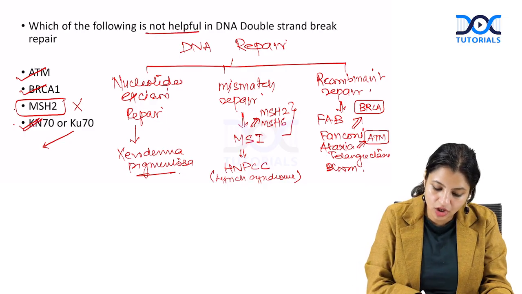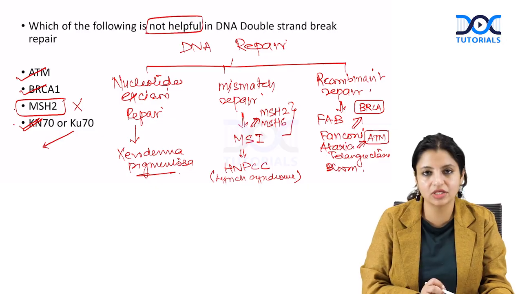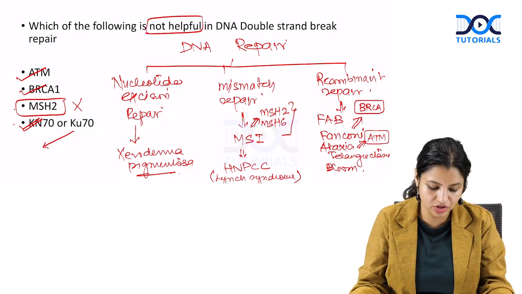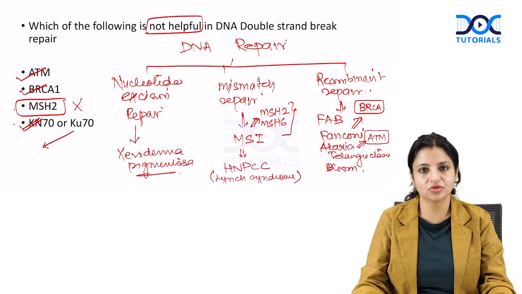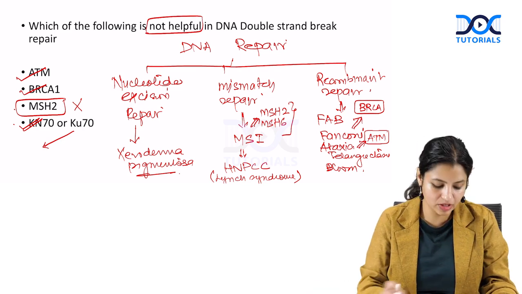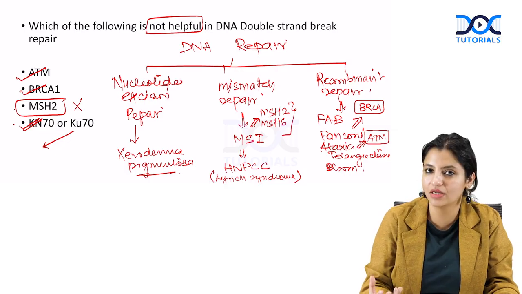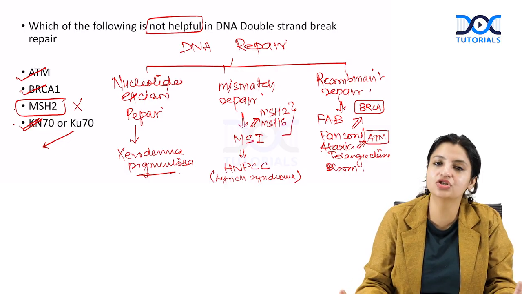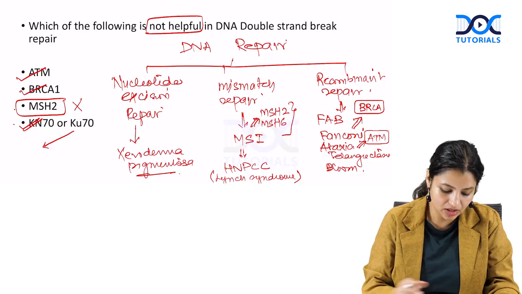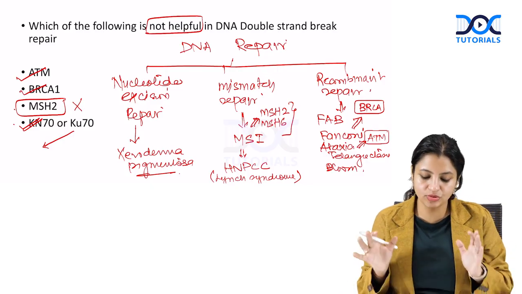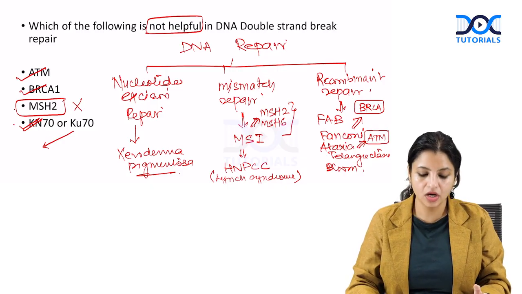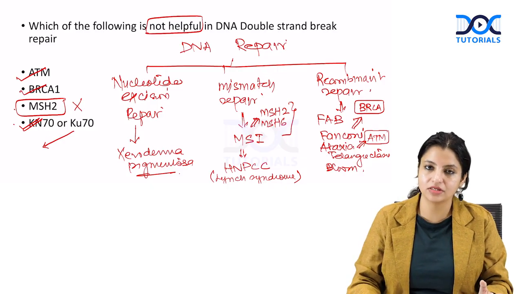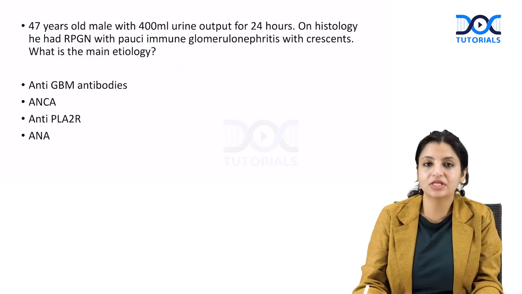So, which is not helpful in double-stranded DNA repair? So, answer should be MSH2. Remember, MSH2 is not helpful in double-stranded DNA repair. That's the answer to this question, and you should be super clear with it. But remember, MSH2 is basically microsatellite repair mechanism, mismatch repair mechanism, and its defect causes Lynch syndrome or microsatellite instability. Okay, so is everybody clear with this? So you should be super clear with the DNA repair mechanism. Remember, MSH2 does not cause your double-stranded DNA repairs. Okay. Now let's come to the next question.